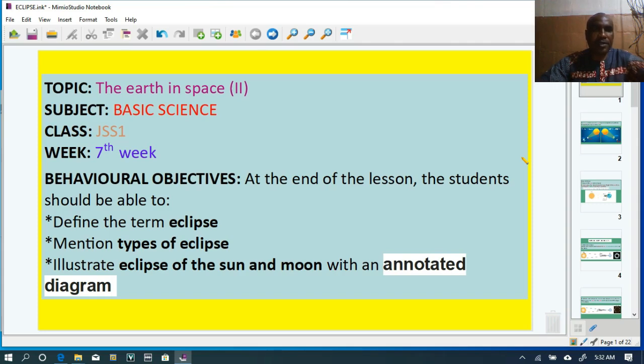Today's topic is called The Earth in Space 2. Subject: Basic Science, JS1. Week 7. At the end of the lesson, the student should be able to define the term eclipse, mention types of eclipse, and illustrate eclipse of the sun and the moon with an annotated diagram.